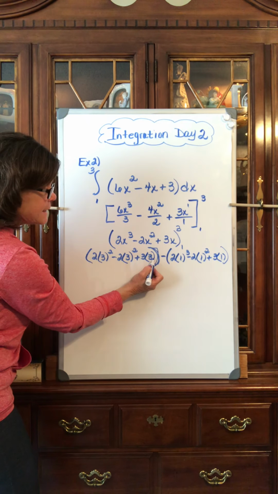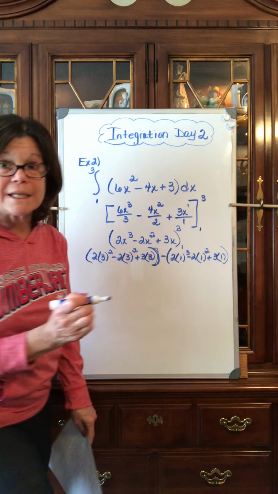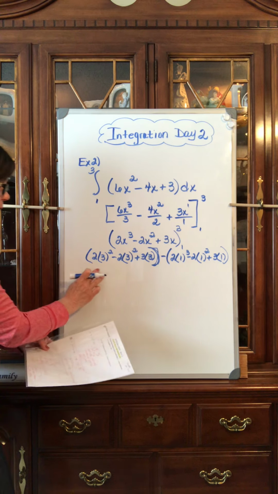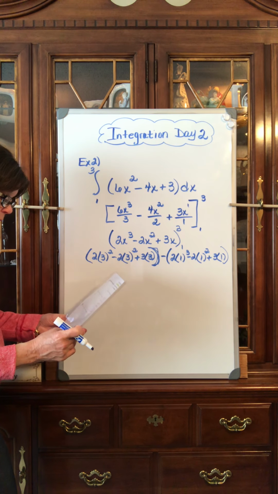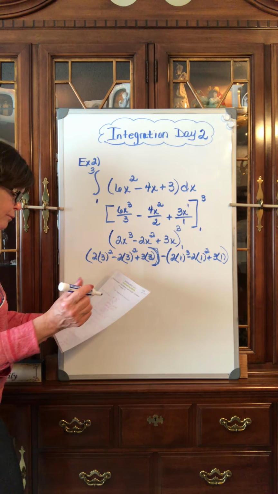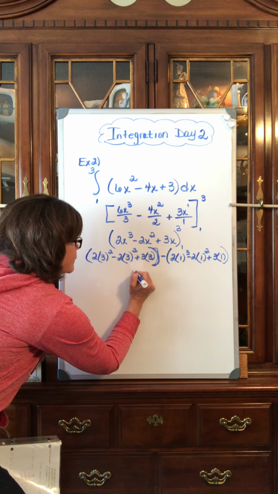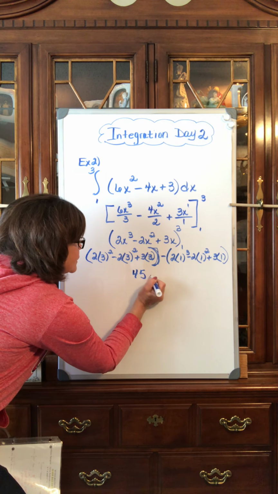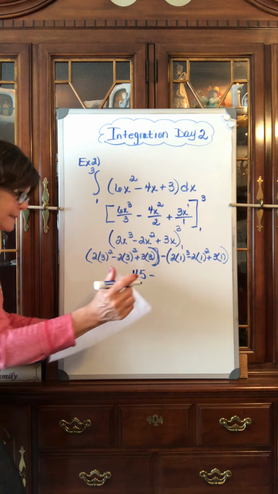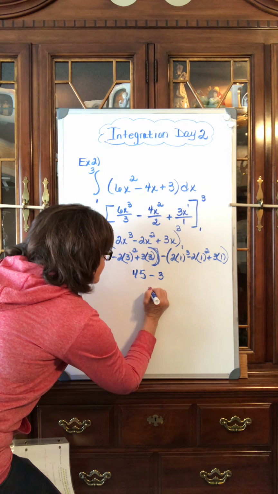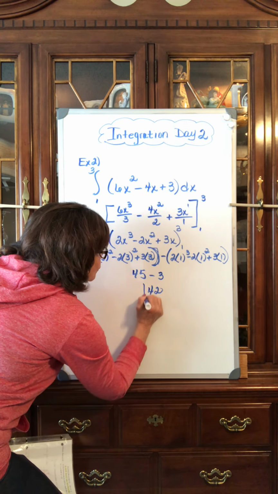Now, if you had a plus c here and a plus c here, those would cancel. This whole parentheses works out to be 45. That whole parentheses is minus 3. So the answer is 42.